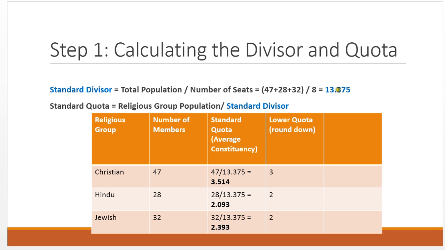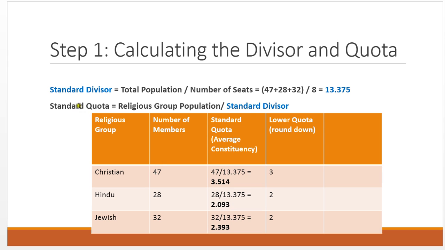We're going to take this value and use it to then calculate what's called the standard quota, which is also often referred to as the average constituency. In other words, the basic number of seats that we can give out before we start considering things like surplus. Here's how that works. Again, when we got the standard divisor, we took everyone in the population, all these people, divided by the number of seats we have, and we got this value of 13.375.